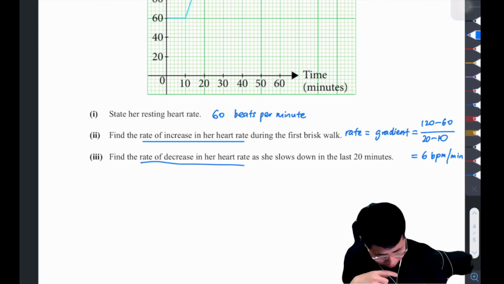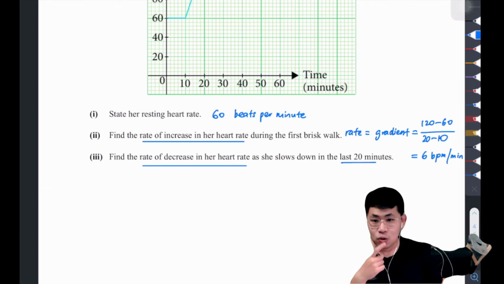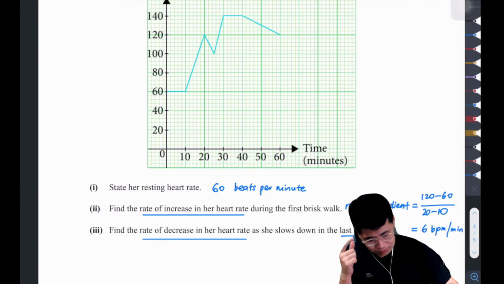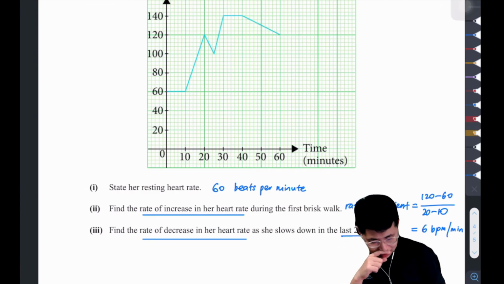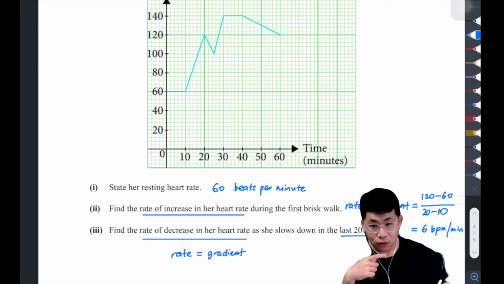Next, find the rate of decrease in heart rate. So we are looking for the rate again, as she slows down in the last 20 minutes. So where's the last 20 minutes? Over here. So let's take a look at the rate over there. If we want to find rate, it means we are looking for the gradient. And how do we look for the gradient?